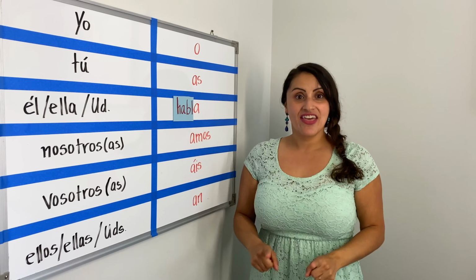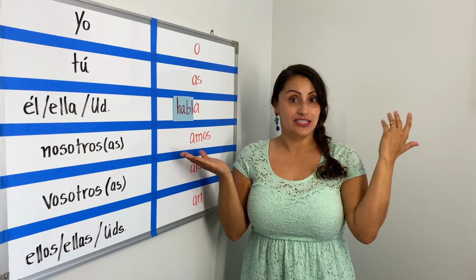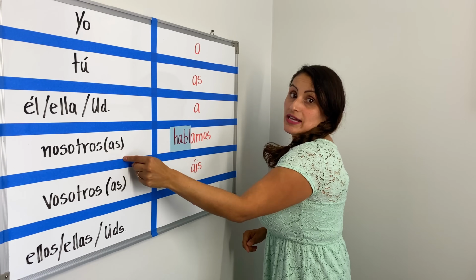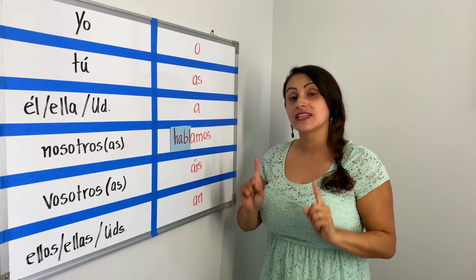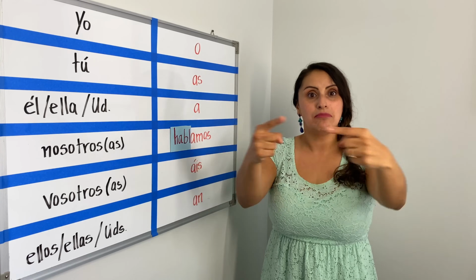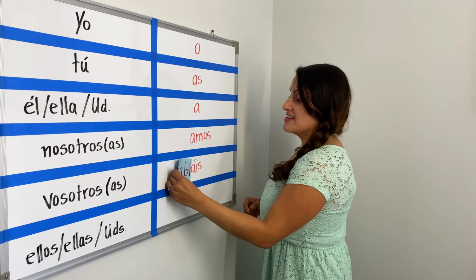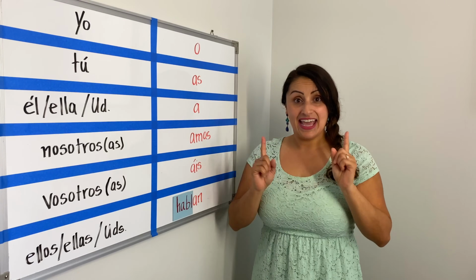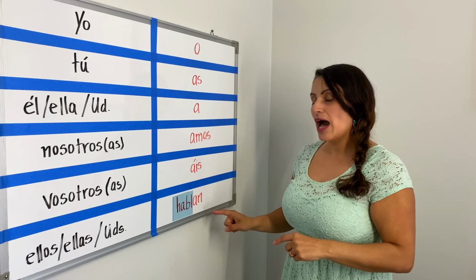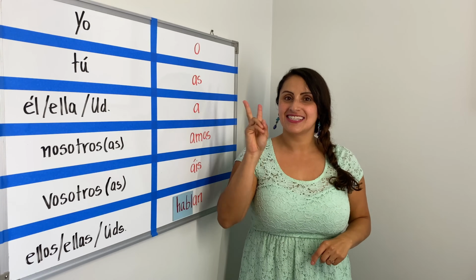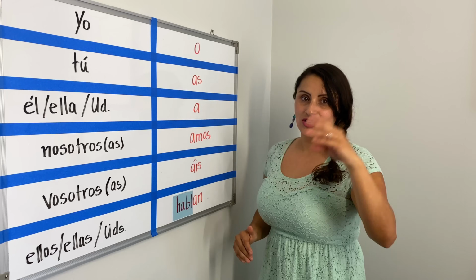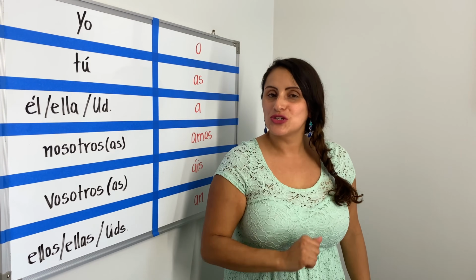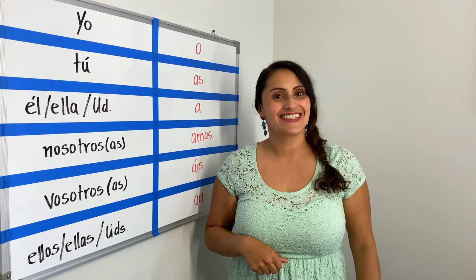Él, ella, and usted habla. Él habla. Ella habla. Usted habla. Nosotros and nosotras, remember, the gender of the verb doesn't change, would be nosotros hablamos. In Spain, vosotros and vosotras habláis. And finally, ellos, ellas, and ustedes hablan. And once again, you've conjugated a second regular AR verb perfectly. You got rid of the AR and you added a new ending. It's that simple. So now that you know how to conjugate AR verbs, you can put a few sentences together.